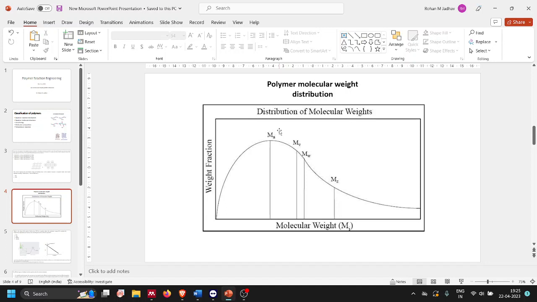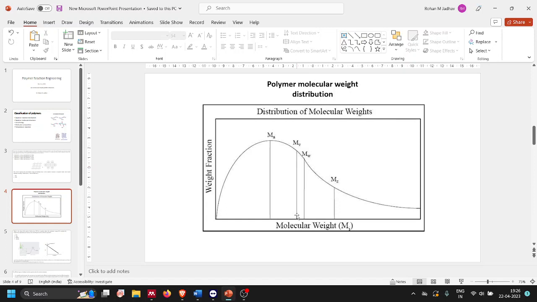Now, any polymer having a polydispersity index of 1 will have a molecular weight distribution which will only spike at one molecular weight. So any polymer having a PDI of 1 is called monodisperse, and any monodisperse polymer can be defined from a single molecular weight. That single molecular weight will be the determining weight of the entire polymer.